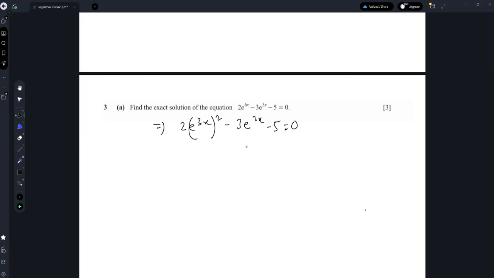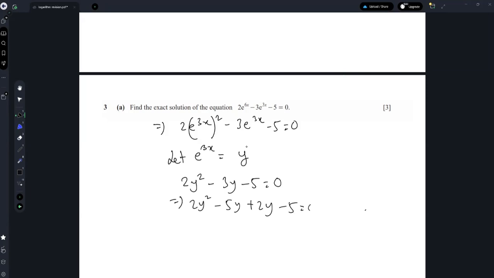So in this case, what we're going to do is the following. I'm going to let this 2 to the power 3x be equal to y. The reason we do that is because now it's going to be a lot easier to solve this equation. So we get 2y squared minus 5y plus 2y minus 5 equal to 0. 2y, y minus 5, plus 1, y minus 5.